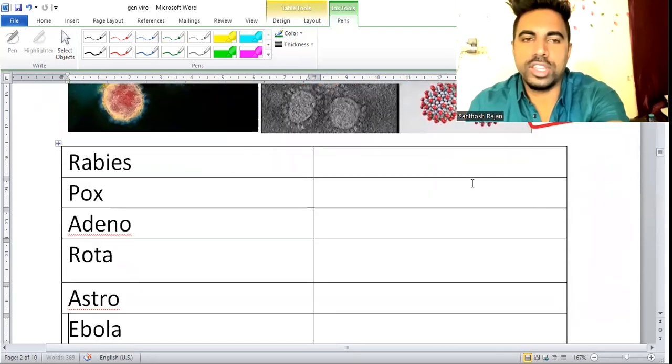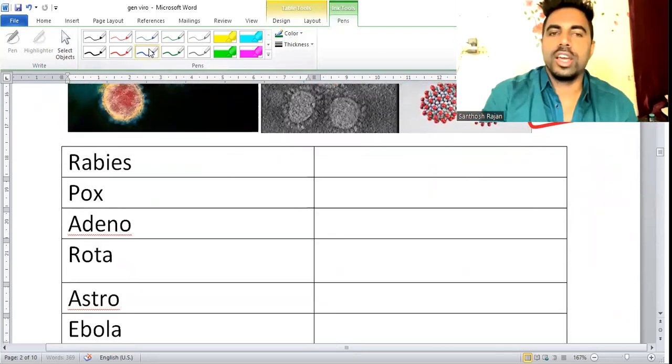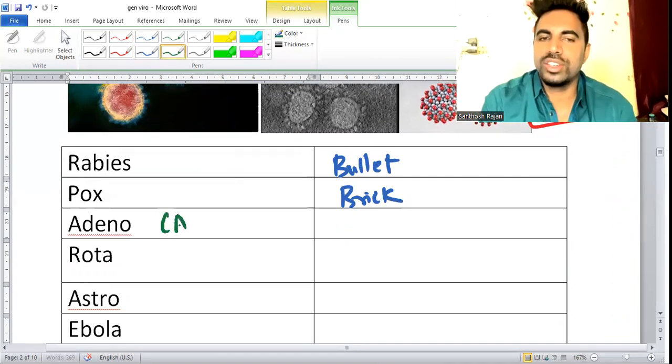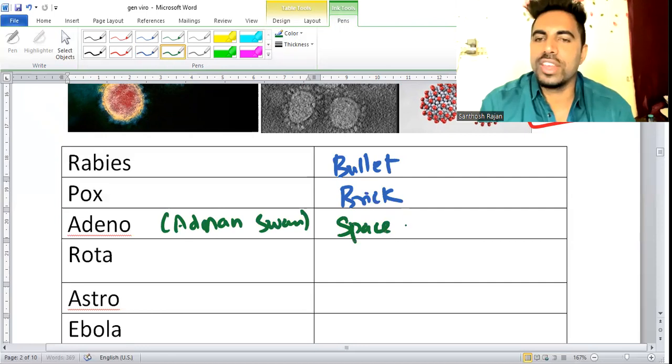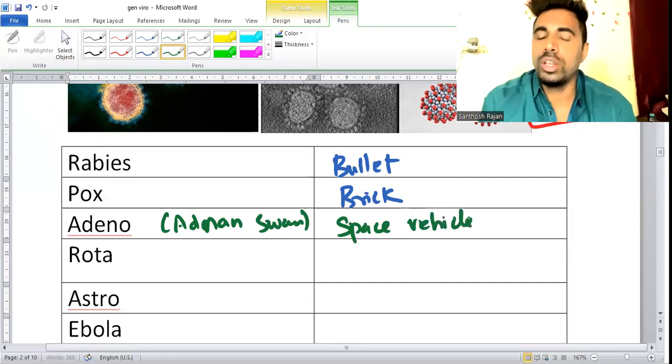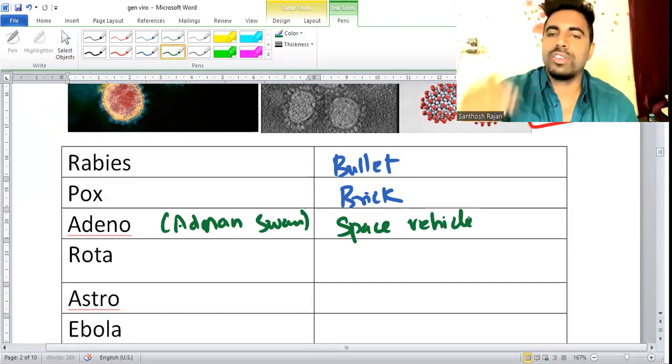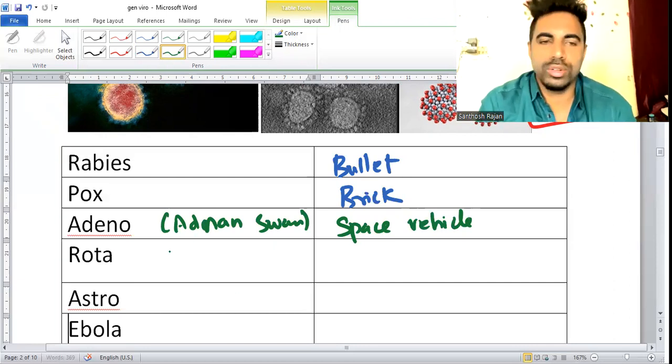So already we talked everything. Now you're going to tell me the shape. Patafat. Rabies is bullet. Bullet se rabies ko maardo. Pox ka brick shape. Brick shape. And adeno ka? Adeno? Adnan Swami is rich. Iske pas kya hai? Adnan Swami ke pas kya hota hai? He has a space vehicle. Unke pas space vehicle hai. Moon, kind of planet, wherever he wants, Jupiter, Pluto, whatever, wherever he wants, he goes in a space vehicle. So rich guy.